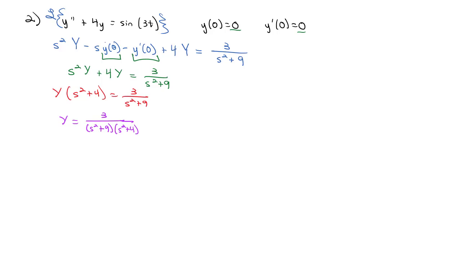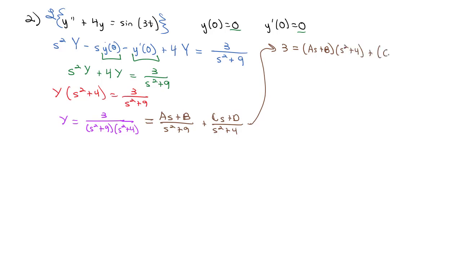Now we're going to use partial fractions to split this up so that we can go to the inverse Laplace transform and find our actual solution. This one's going to take a little bit more because we have irreducible quadratics, so we have to do the (As plus B) over (s squared plus 9) plus (Cs plus D) over (s squared plus 4). And I'm going to come up here where I've got a little white space so that we have 3 equals (As plus B) times (s squared plus 4) plus (Cs plus D) times (s squared plus 9).